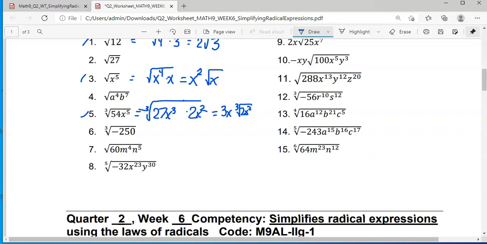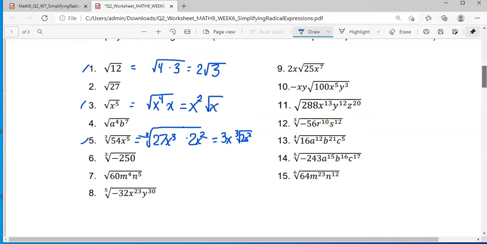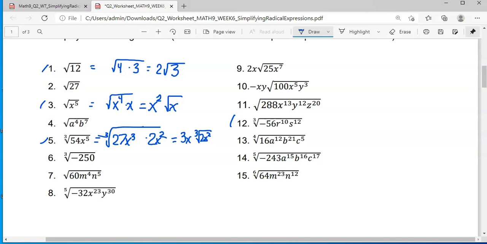Okay, another example natin. So let's try number 12. Okay, the cube root of negative 56 r raised to 10 s raised to 12. So sa cube root, tandaan natin, pwede ang negative number. So ano ba ang factor ng negative 56 na merong cube root? So ano kaya yun? Since negative pala yan, so yung ibibigay natin mga negative numbers. Negative 1, negative 8, negative 27. So negative 64, hindi na pwede. So ano kayang naisip nyo? Pili na lang kayo sa negative 8 or negative 27.